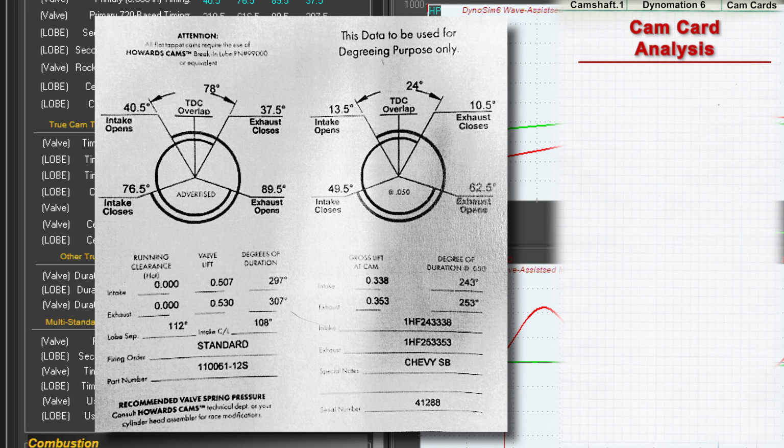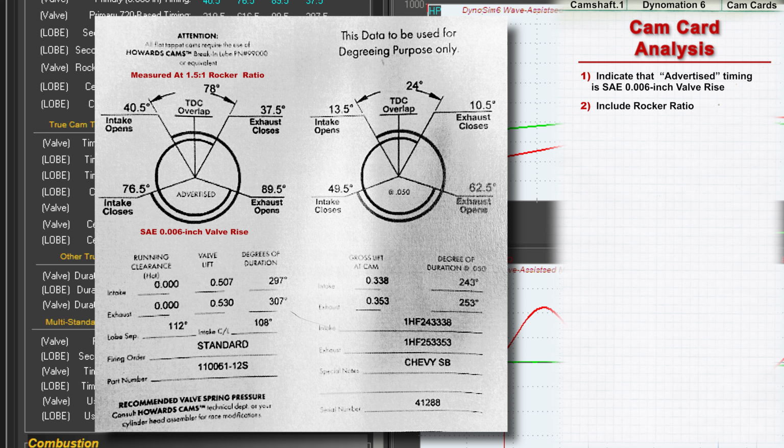Overall, I think the Howard's cam card does a good job of describing basic cam timing values. Here are a few improvements I'd like to see. 1. The advertised timing should specifically indicate SAE 6,000th inch valve lift. 2. The rocker ratios used to measure primary timing should be included. 3. 50,000th inch secondary lobe timing should be indicated as measured at lifter rise. Otherwise, this cam card is pretty complete and it's easy to model this cam in the simulation.